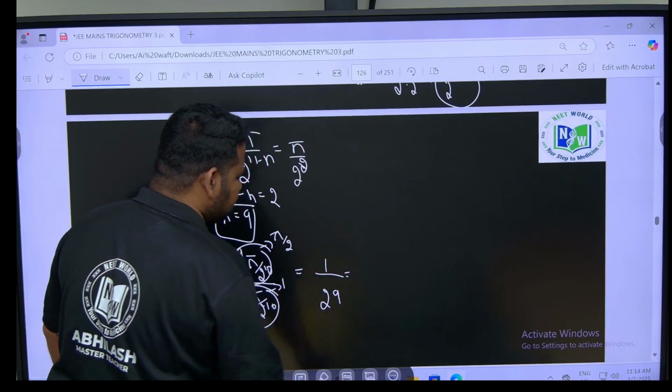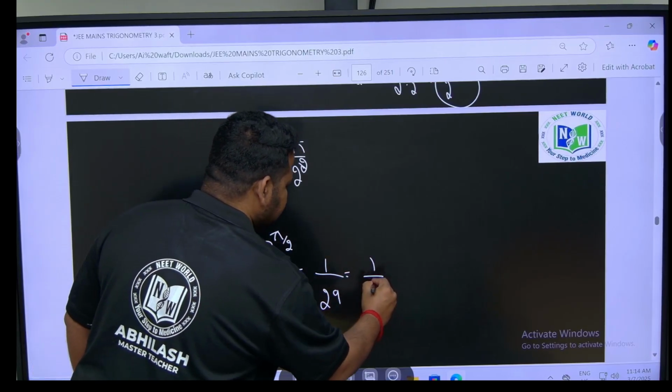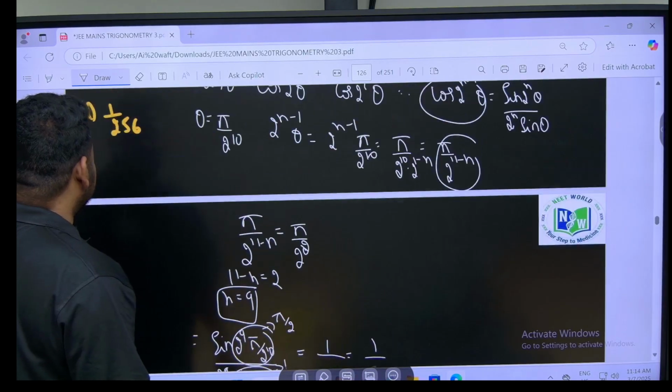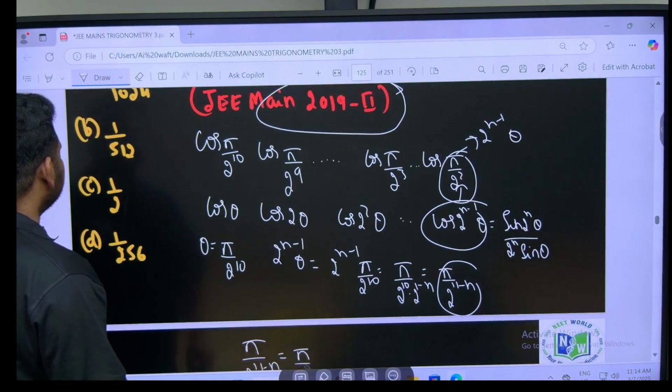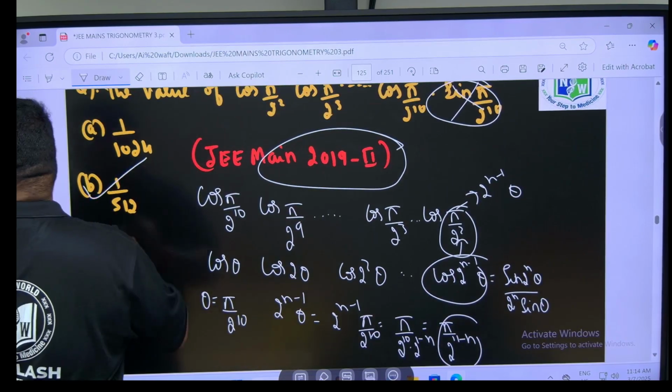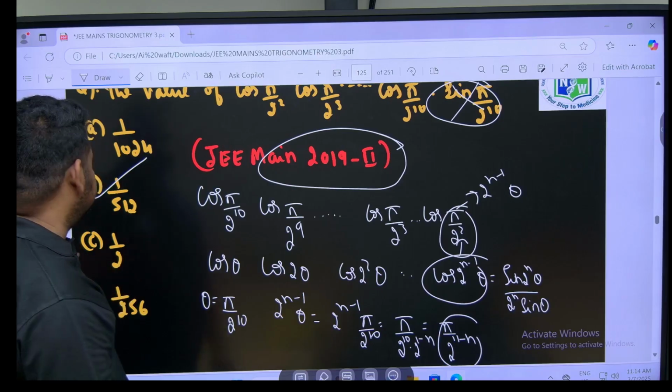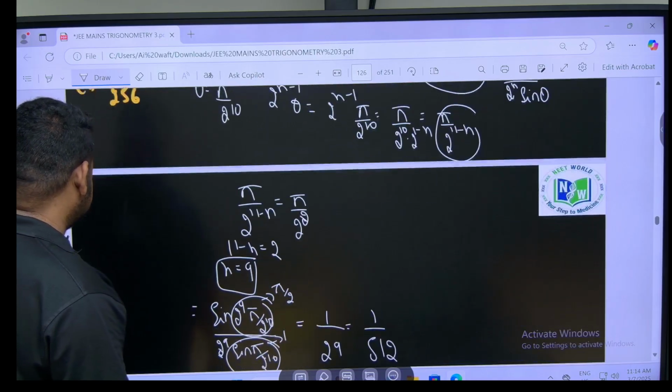Okay. So 1 by 2 to the power of 9 is nothing but equal to what? 1 by 512. So the correct answer here is 1 by 512. That is option B, friends. Got it? That is option B. Next one.